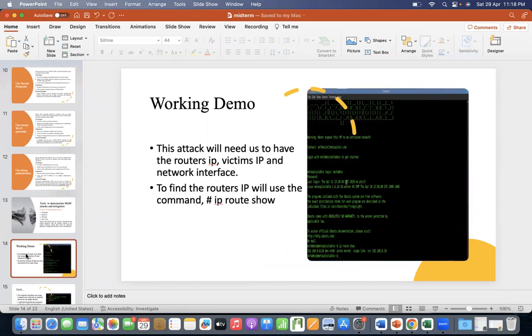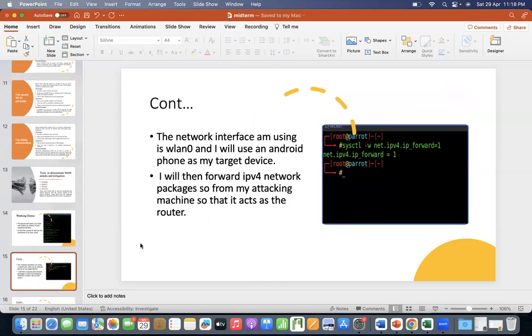Here we are using Kali Linux, and this attack requires the router's IP address, the victim's IP, and a network interface. To find the IP addresses, we use the command ip route show. Next, the network interface I'm using here is wlan0, and I will use an Android phone as my target device. I will then forward IPv4 network packets from my attacking machine so that it acts as a router.